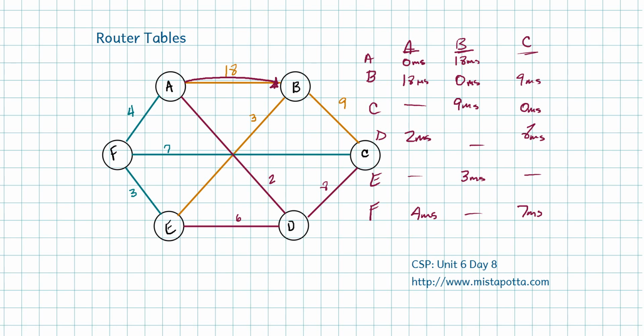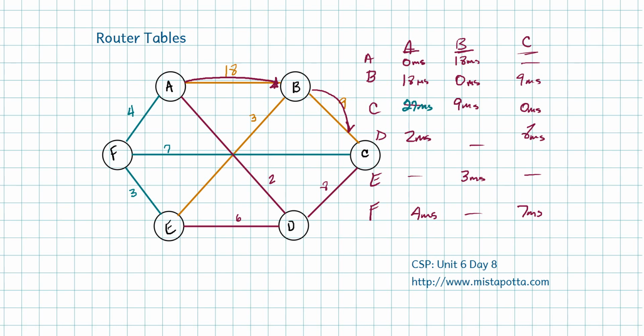Now, A has a direct connection with B. So A can actually ask B questions. So what A can do is ask B, hey, B, how do you get to C? Because B has a way to get to C. A doesn't have a way to get to C. That's currently blank right now. But if B says, oh, it takes me 9 milliseconds to get to C, then A can say, oh, that means it takes me a total of 18 plus 9, or 27 milliseconds to get to C.